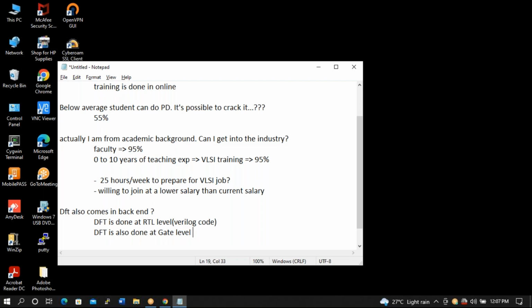But one thing about DFT is it doesn't require any programming expertise. Similar to PD. In PD also you don't need any programming, right? In DFT also you don't need any programming expertise.